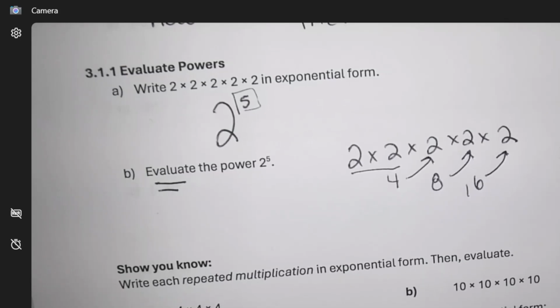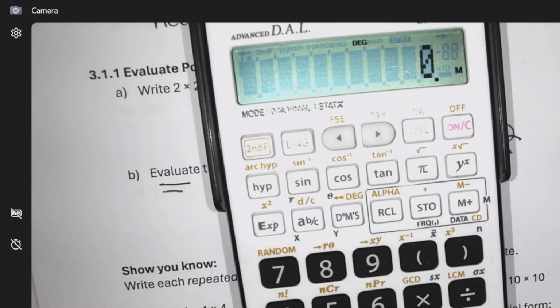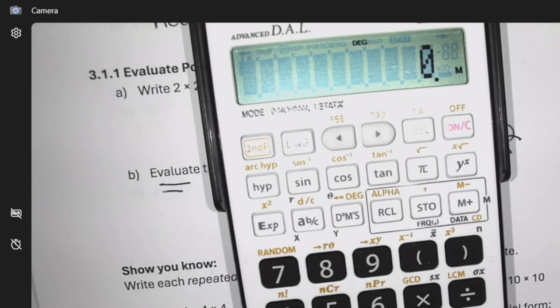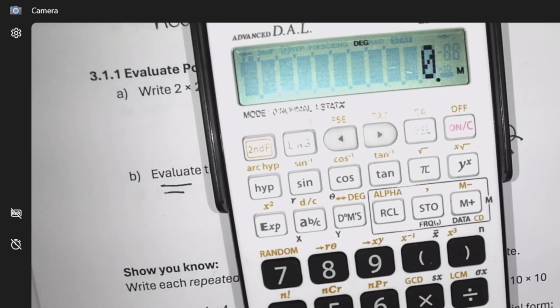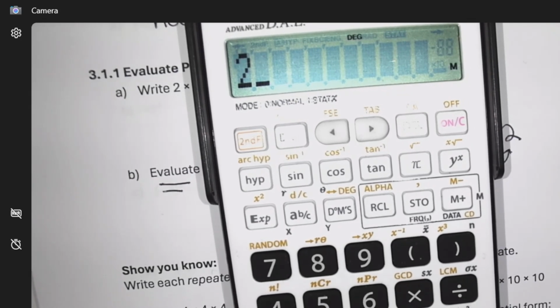Okay. I also want us to figure out how to type this into our calculator. Okay, so we have to learn buttons on our calculators for the future as well. So some people's calculators are going to be different. So let's see. Everybody, no matter what calculator you have, you're going to start with a 2.